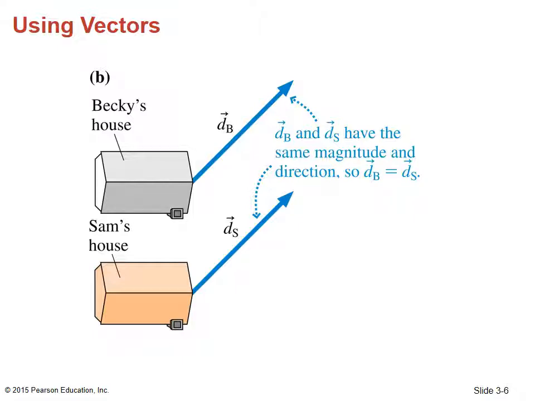The displacement vector is a straight line connection from the initial position to the final position, regardless of the actual path. Two vectors are equal if they have the same magnitude and direction. This is regardless of the individual starting points of the vectors.